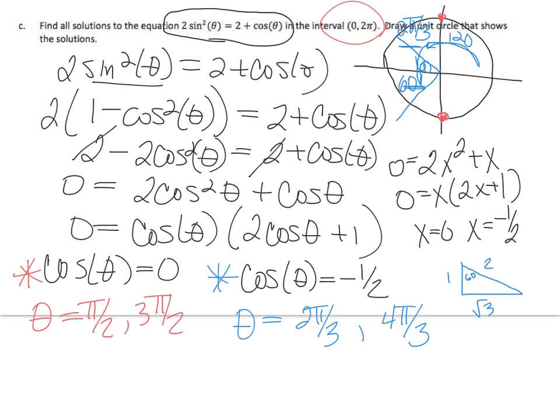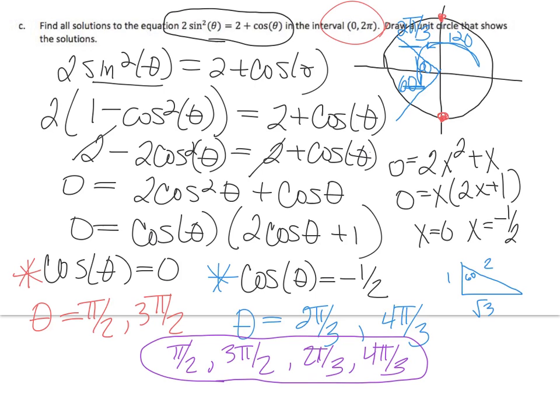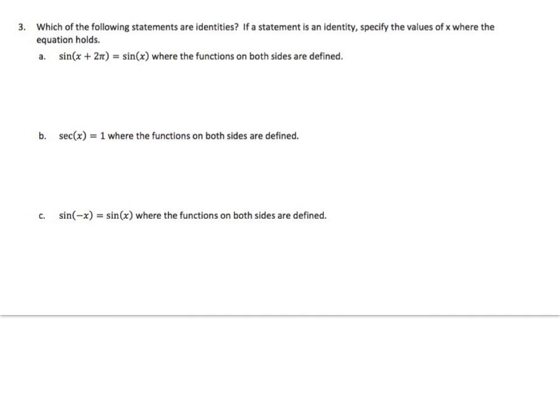Need to find a fun color. There we go, this would work. The solutions of the equations are pi over 2, 3 pi over 2, 2 pi over 3, and 4 pi over 3. I thought that was tons of fun. Hopefully you agree. All right, let's go through these.